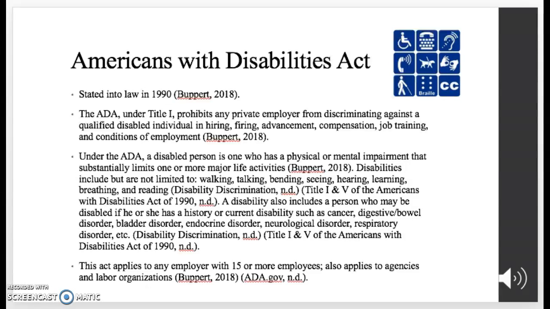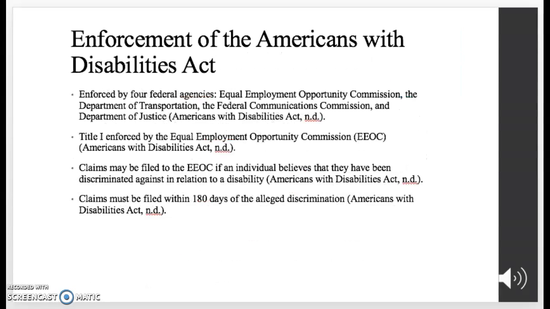This act applies to employers with 15 or more employees and also agencies and labor organizations. According to the United States Department of Labor, the Americans with Disabilities Act is enforced by 4 federal agencies. Those agencies are the Equal Employment Opportunity Commission, the Department of Transportation, the Federal Communications Commission, and the Department of Justice. Title I is enforced by the Equal Employment Opportunity Commission.